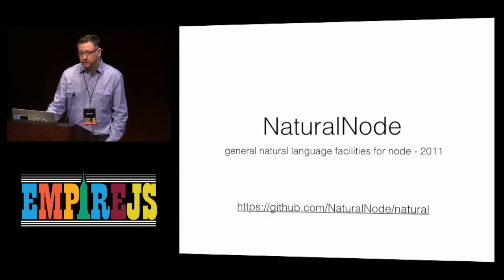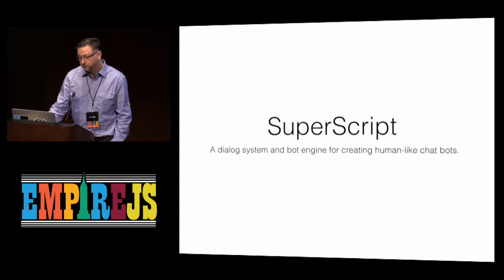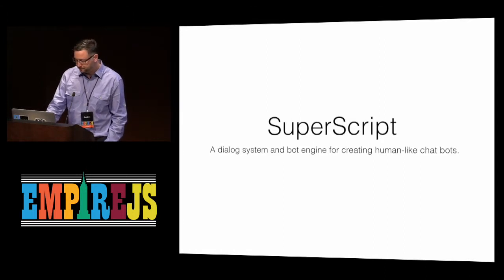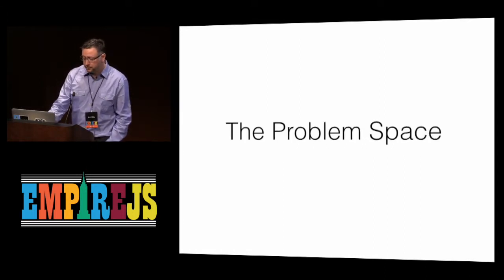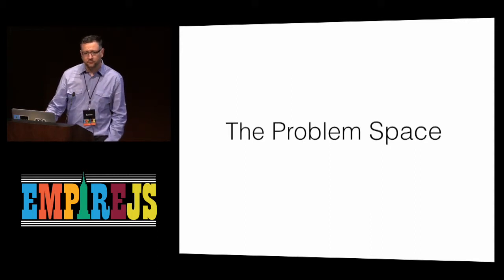And then more recently, I'm taking this all the way up the stack. I created a project called Superscript, which I'm here to talk a little bit about. But first, I should say Superscript is a bot engine, so it's designed for writing human-like chatbots. And you can do a lot of other cool things with it, and I'll walk through some of that. But first, let's look at the problem and the history, and a couple of the other components involved in making talking to machines a reality.